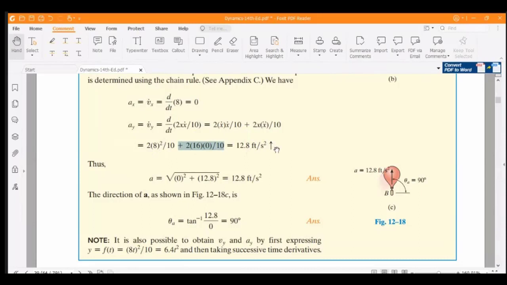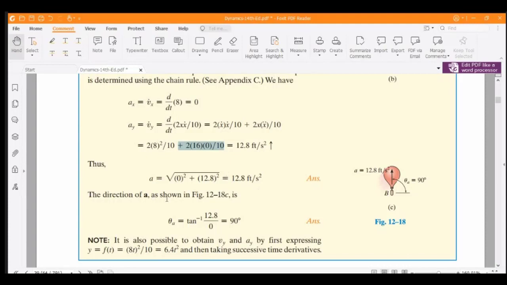So what will be happening to the acceleration magnitude? The magnitude of the acceleration is 0 square plus 12.8 square. So square and square root will cancel out because this is 0. It will become 12.8 feet per second square. Y is the only acceleration, so that will be the magnitude.